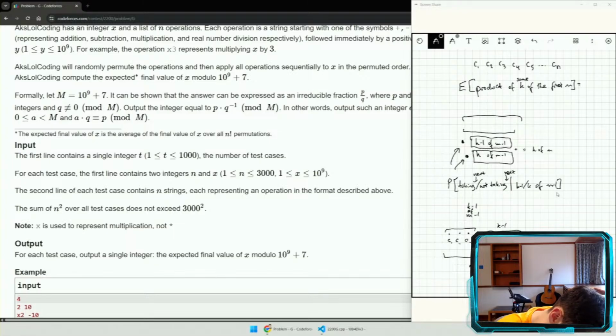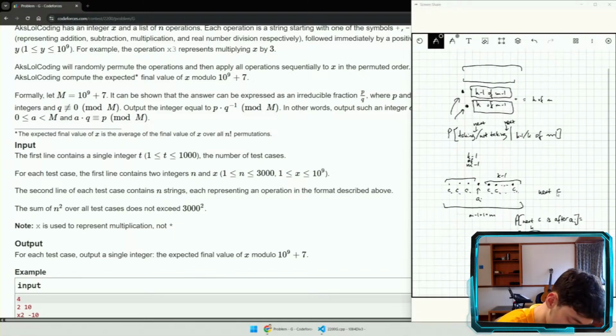And the probability that the next C is after AI is, this is k minus 1, 1, 2, 3, k minus 1, and then this one as well. So k in m plus 1. So this coefficient is actually k in m plus 1.